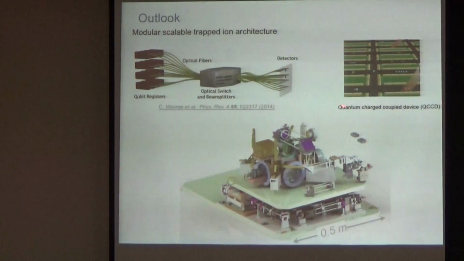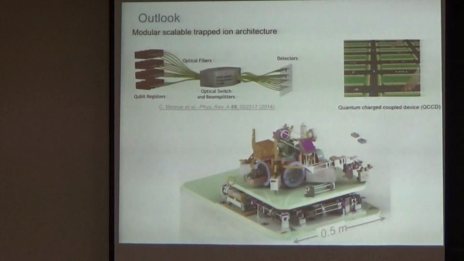There is another architecture called the quantum charge coupled device, where you have multi-zone ion traps, and you can shuttle these ions around to connect different zones, because one zone with a small number of ions is more manageable than having a lot of ions in a single zone. And this is a prototype that is being built by a company in Maryland now. It is the next stage of this quantum processor.